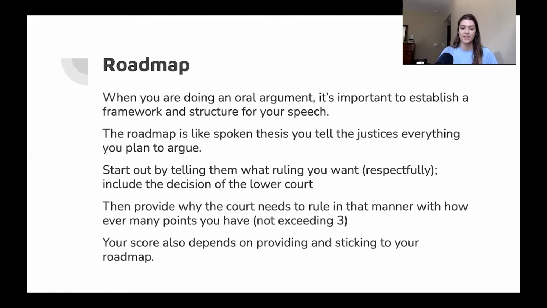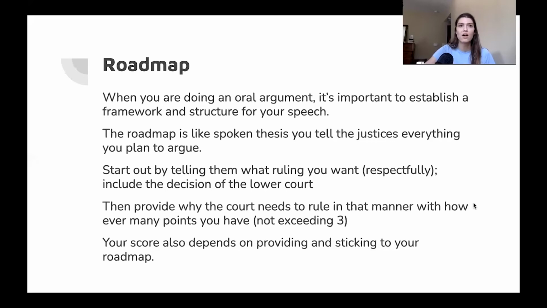So if you say you're the respondent and you're saying that whatever law passes rational basis, the 2 prongs of rational basis would be your 2 points. You can have a third point of public policy, something that's not vital to your argument because you may not be able to get there. But your roadmap is really your best friend in this argument because it's like your cheat sheet.